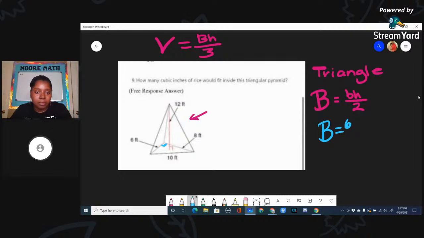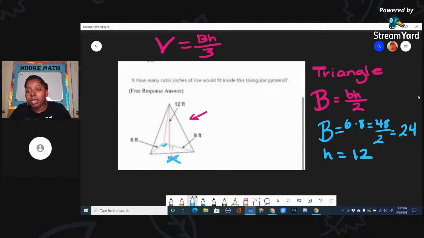I did 6 times 8, and I got 48. Good. And then what did you do? Divided by 2, and I got 24. Yes. And then the height is what? 12. Good. And so what are you going to do with both of those?